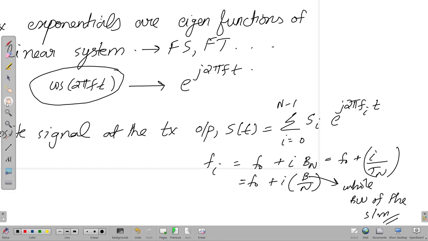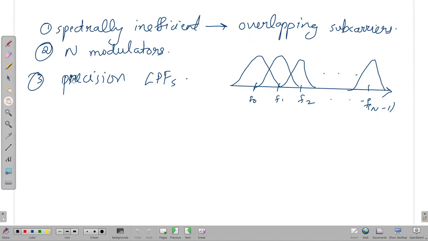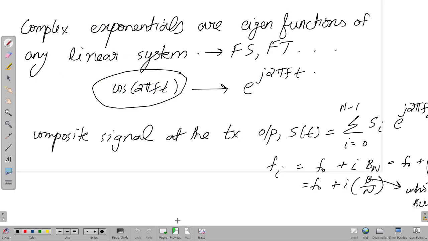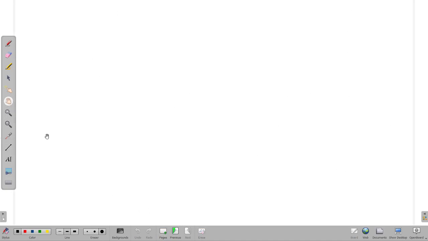So again, how can you overcome this disadvantage, the use of N modulators? Two scientists in Bell Laboratories thought of an idea, and let me represent their idea in the graph.